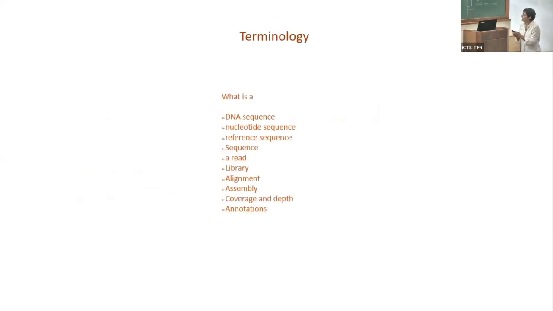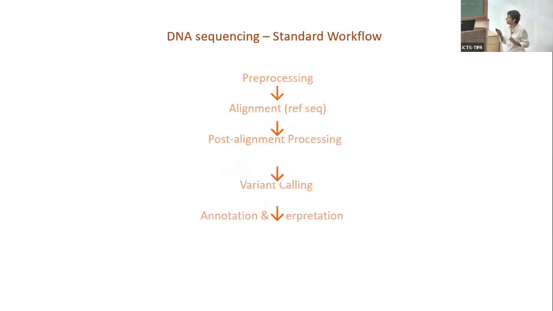All right. So in terms of terminology, this is meant to be really basic, bioinformatics 101 type. What is a DNA sequence? What is a nucleotide sequence? What is a reference sequence? What is a read? What is a sequence library? What is alignment? What is assembly? What is coverage and depth? What are annotations? These are the things that you should be able to answer after we have gone through this.